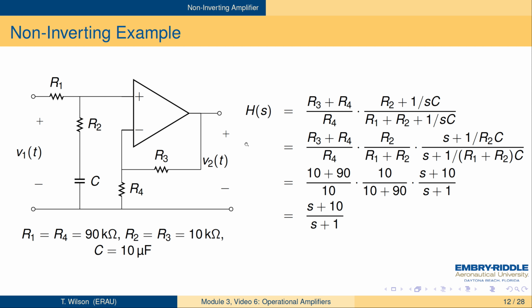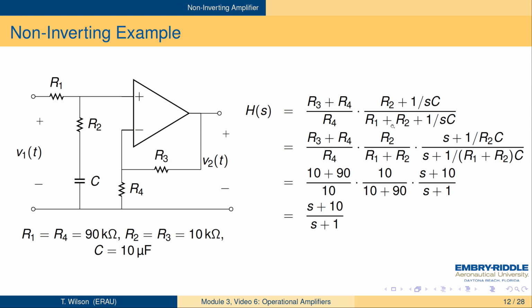Here's an example where we've got a network function here, which is the voltage divider between R2 in series with C with R1 here, and now we're taking that voltage divider and amplifying that with R3 plus R4 over R4. So for these specific values, you can see how we did the analysis over here. Here's the gain due to the op amp, R3 plus R4 over R4. Here's the voltage divider between R2 in series with C and R1.